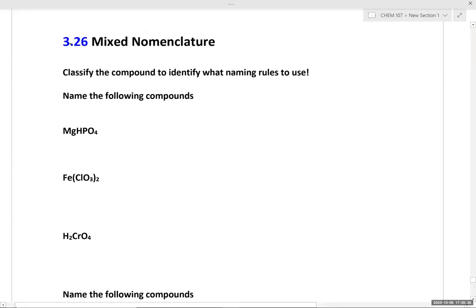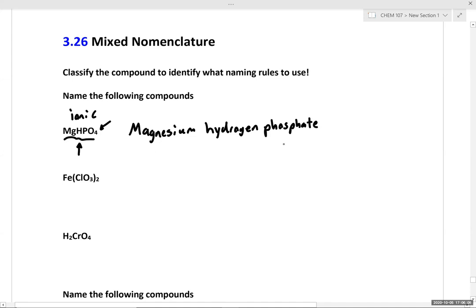In this case, MgHPO4 is clearly an ionic compound containing a polyatomic ion. As such, we name it as a polyatomic ion containing ionic compound. Additionally, this polyatomic ion is hydrogen containing. So we write the name of our metal, which would be magnesium, and then we write the name of our polyatomic ion, which in this case would be hydrogen phosphate. So this full name would be magnesium hydrogen phosphate.